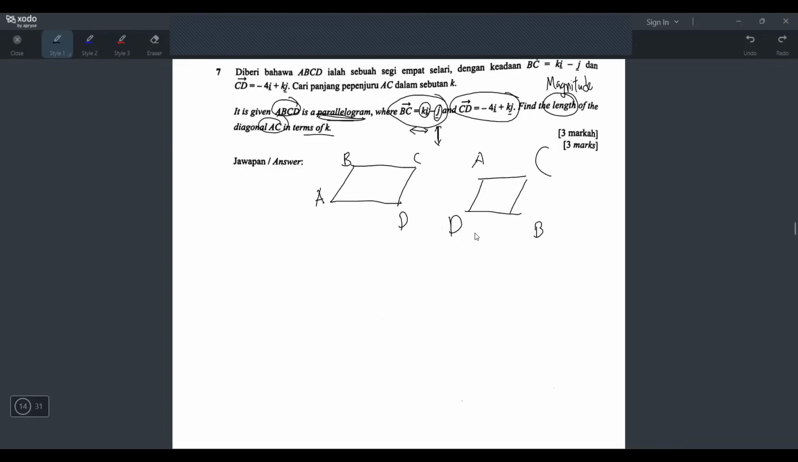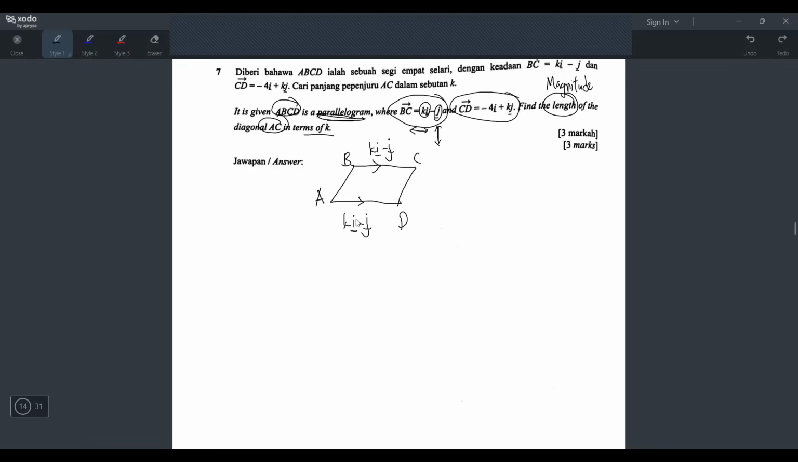You understand? That is why the labeling, make sure you can start from any point you want, but make sure A connects to B, B connects to C, C connects to D like this, right? And let's start to label. BC vector is ki minus j. And let me tell you, if this vector is ki minus j, this opposite vector will be ki minus j also. Why do they have the same vector?